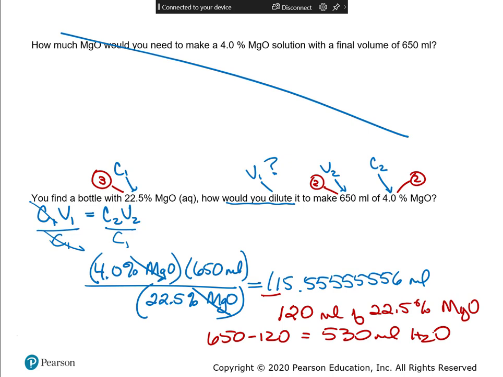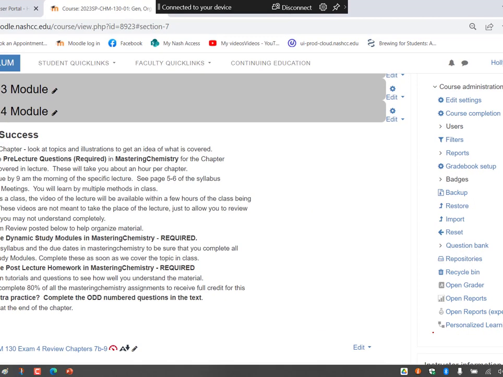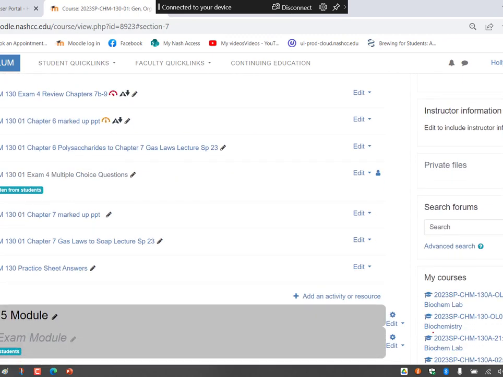Okay? So, bottom of the page, there's two dilutions. Both of them using percentage. So practice those. If you get stuck on those, I have in Moodle, I already have this done and posted for you. So see where it says Chem 130 practice sheet answers? That's a YouTube video. So it walks through how to solve. So try to solve them first yourself, then you can check them.